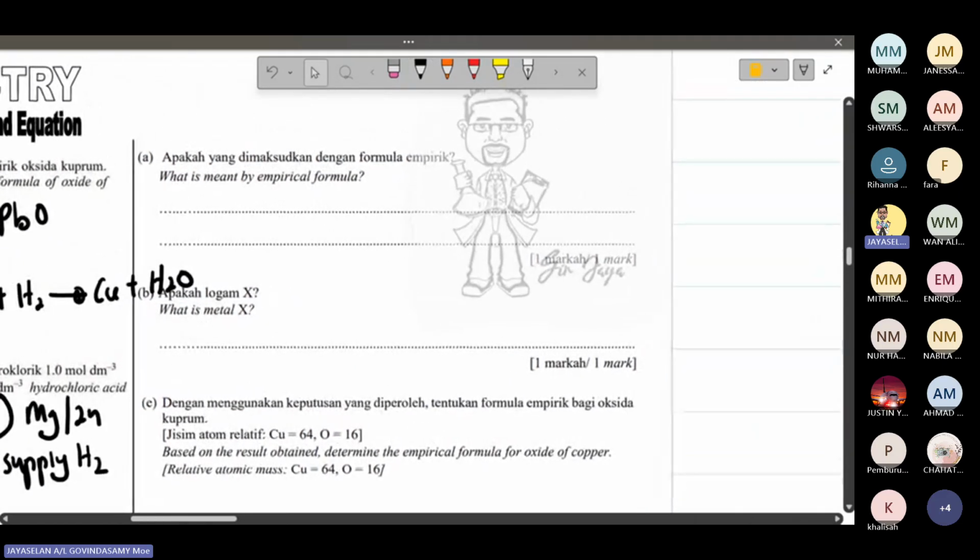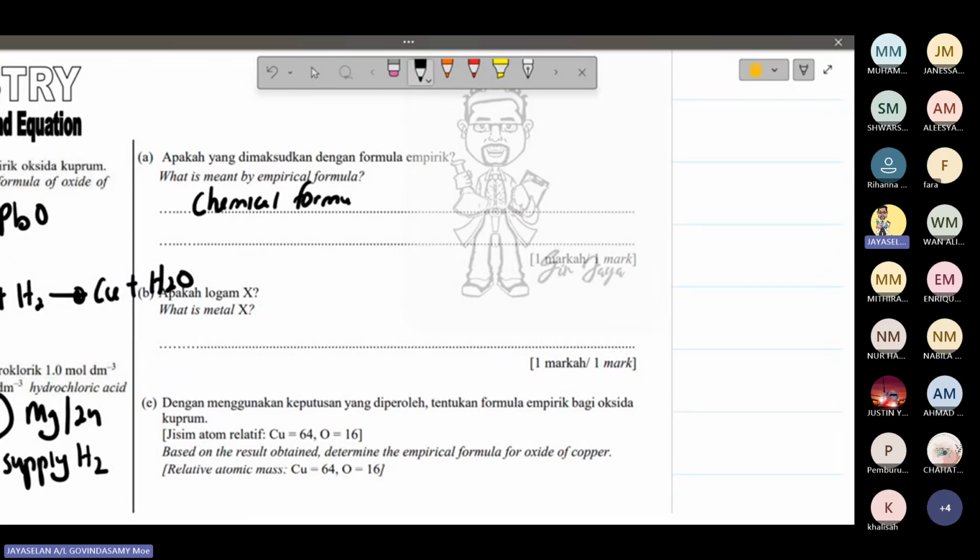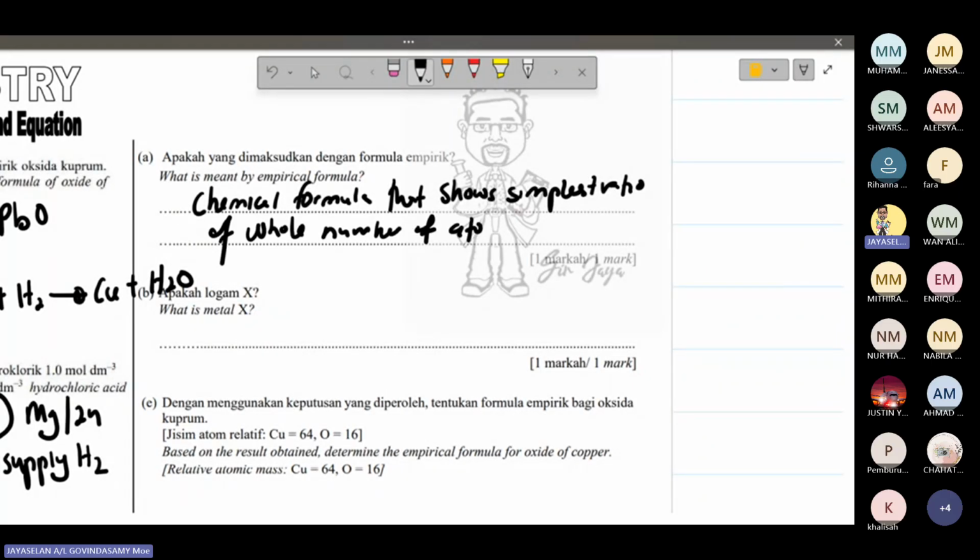Okay, saya tulis ulangan kali ketiga. What is meant by empirical formula? You put chemical formula. This time we do it very fast. Chemical formula that shows the simplest ratio of the number of atoms of each element in a compound.